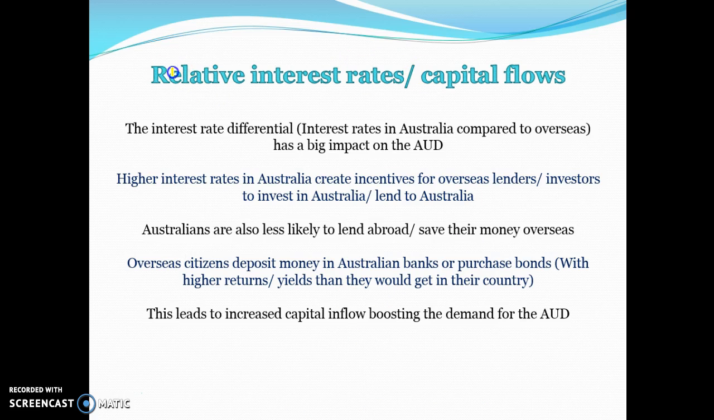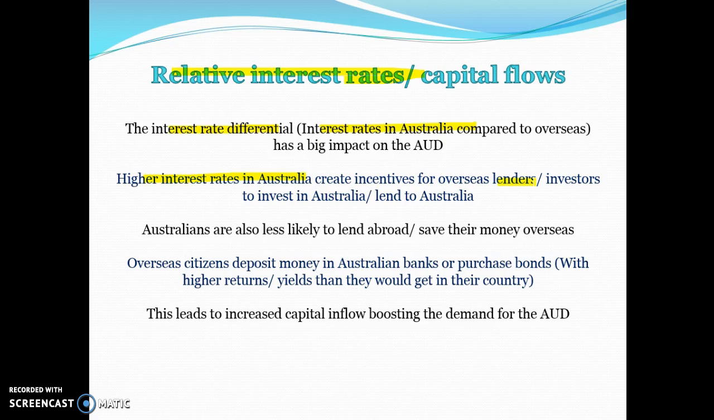Relative interest rates. Relative interest rates compares interest rates in Australia to what they are in other countries. So the bigger the gap between Australia's interest rates and foreign interest rates will have an impact on the value of the Australian dollar. So if there's high interest rates in Australia, that creates an incentive for foreigners to lend to Australia or to invest in Australia's banks. So when interest rates in Australia are really high, they'll be getting a high rate of return. So they want to lend us money because they know they're going to get a good rate. They're also more likely to put money in Australian banks because they're going to generate higher return on any savings.